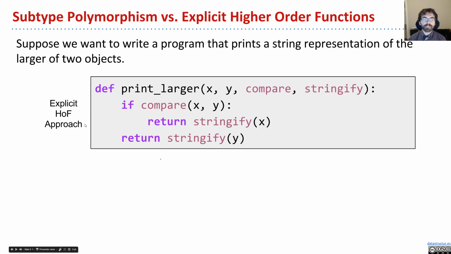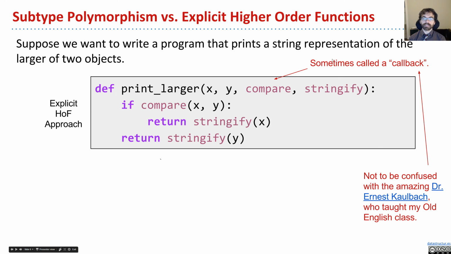So this is an explicit higher order function approach, and what it does is it gives you a common way to print out the larger of two objects. In this case, you also have to provide two functions, and sometimes these are known as callback functions. Now we're not going to see callbacks at any point in Java, I don't think, and as a result, this isn't a pattern that you're going to see much here. But you will if, for example, you go programming in JavaScript. This style of programming with explicit callbacks is fairly common.